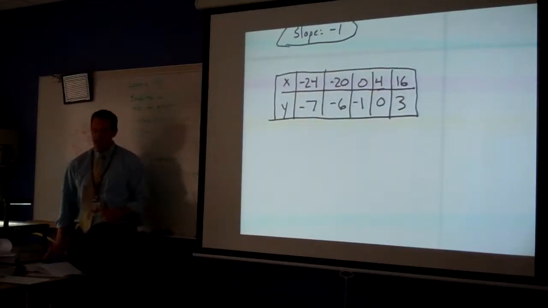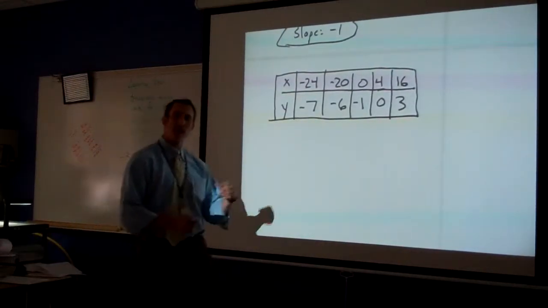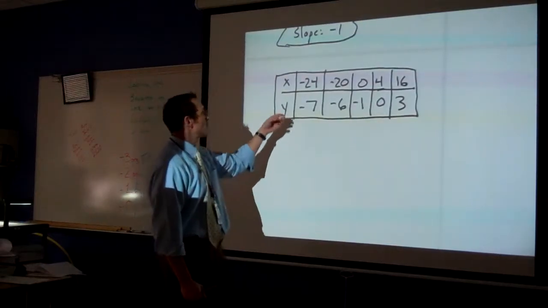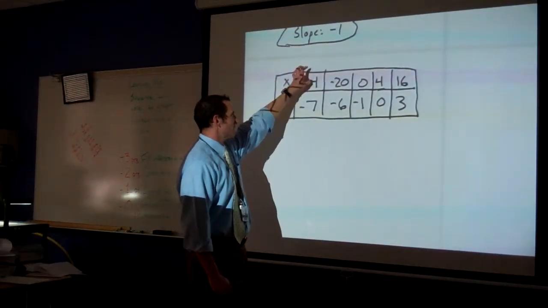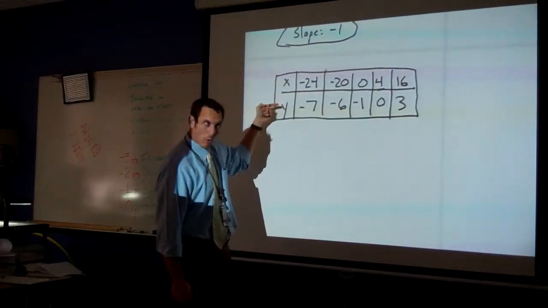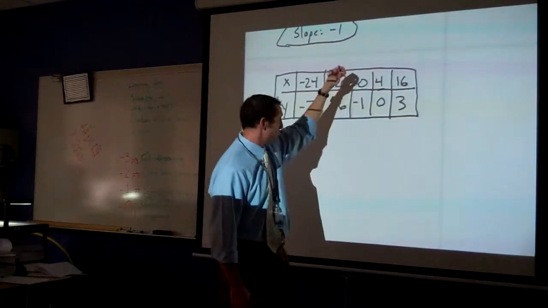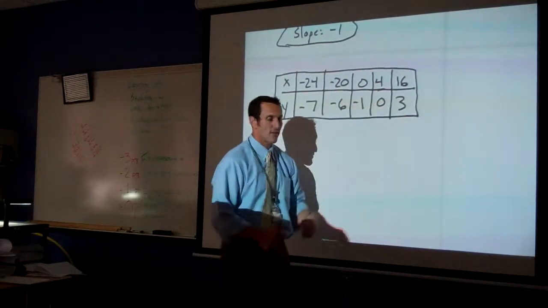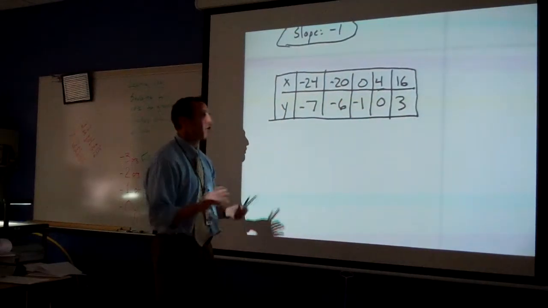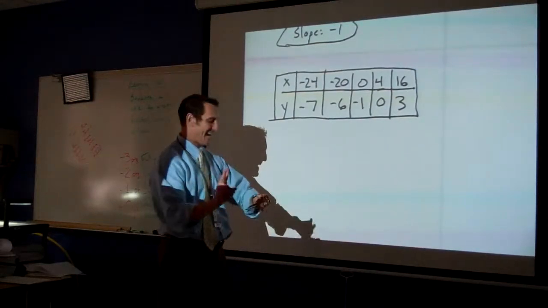The way you work it is that you pick any 2 xy pairs. You can pick the xy pair of -24 and -7. That's an x coordinate and a y coordinate. You can pick the xy pair of -20 and -6, 0 and -1, 4 and 0, or 16 and 3. All of those are ordered pairs. All you have to do to figure slope is to pick any 2.